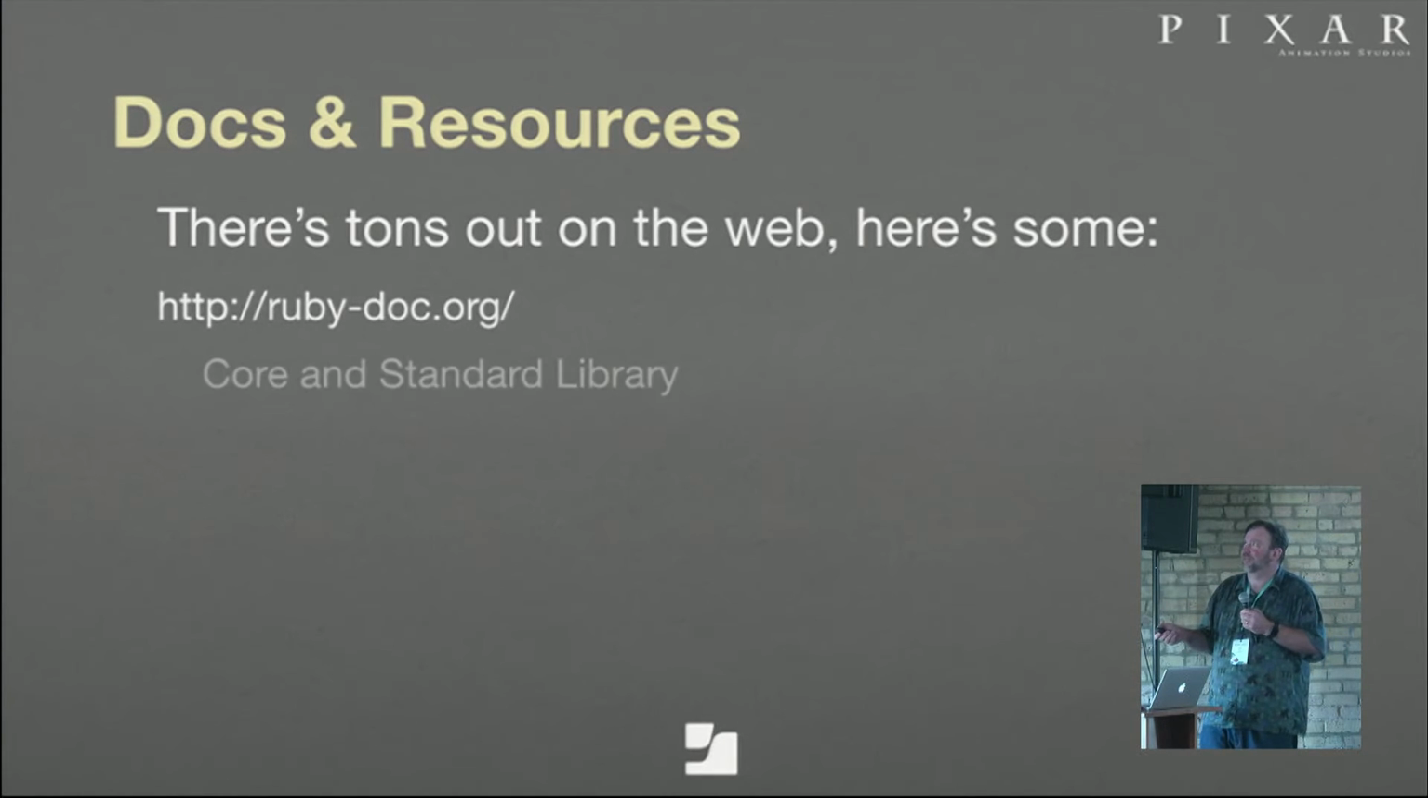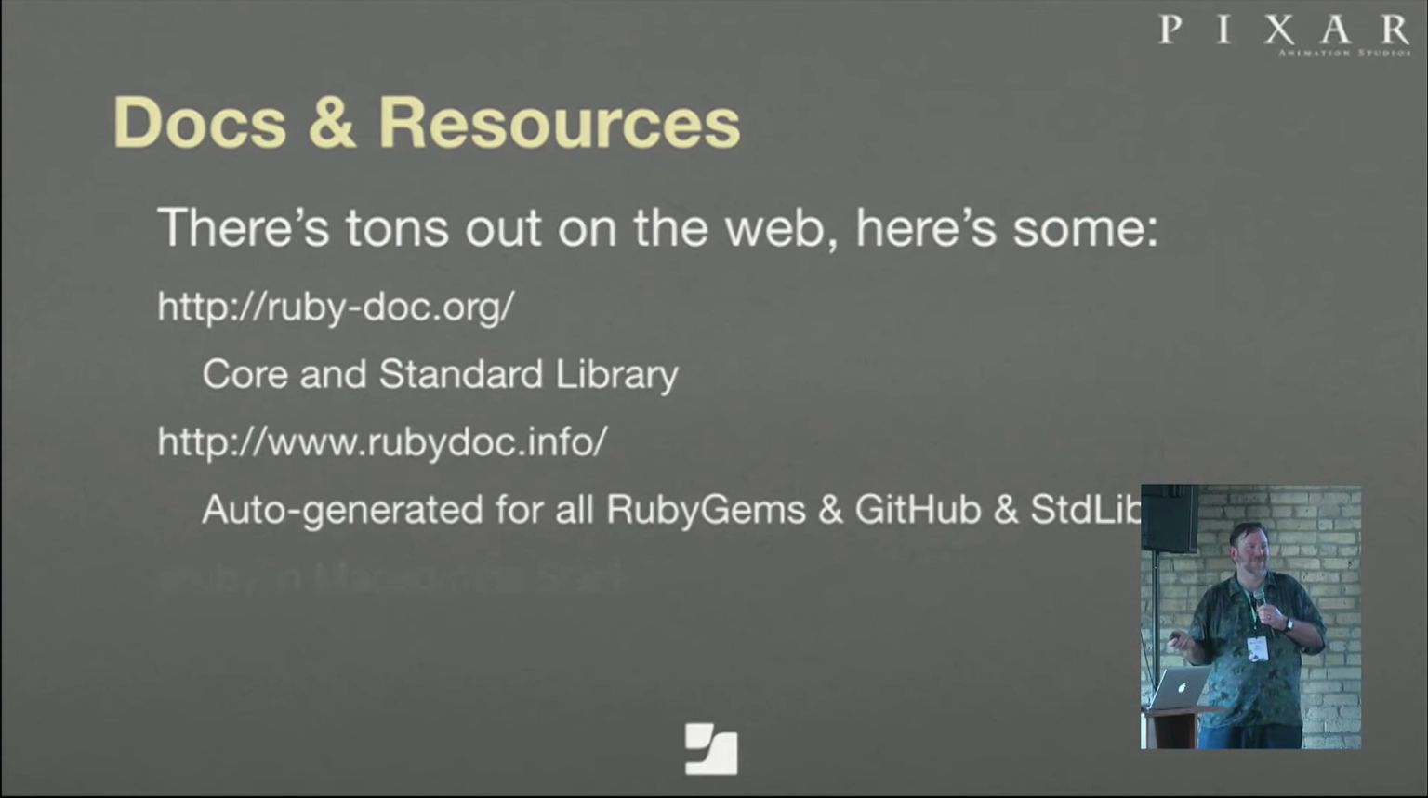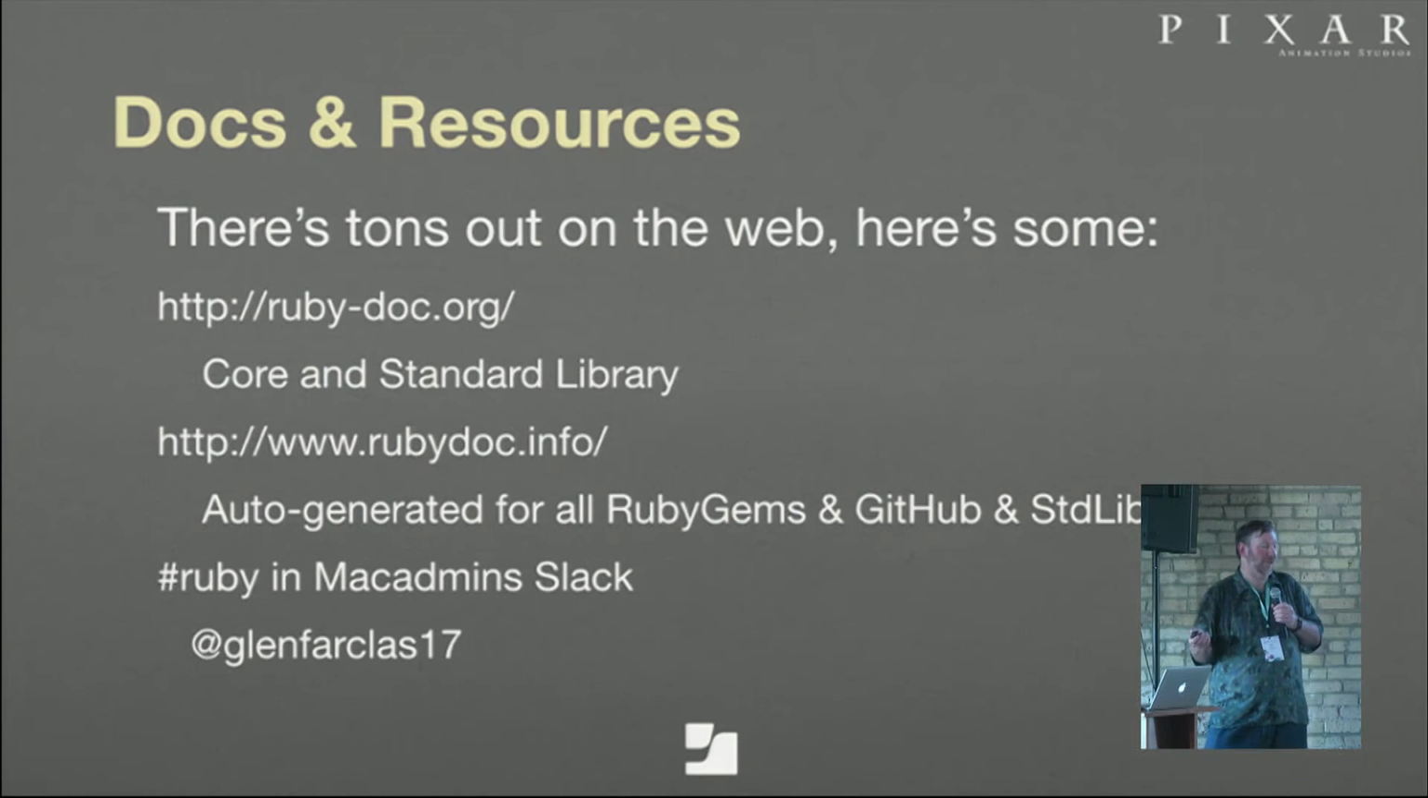Docs and resources: do a Google search for Ruby tutorial and you will get thousands of sites that have Ruby tutorials that will help you get deeper into this stuff. Here's some of the basic stuff. The core and standard library official documentation is there. This is a semi-official site that auto-generates documentation for every gem in RubyGems and a lot of them in GitHub, as well as the standard library that comes with Ruby.